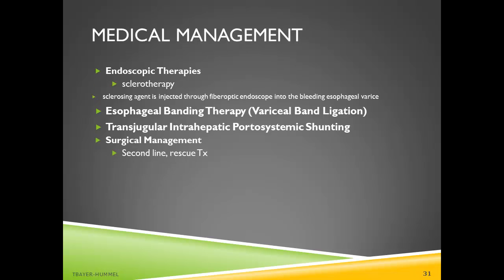Further medical management includes endoscopic therapies with sclerosing agents, which are injected through a fiber optic endoscope into the bleeding esophageal varices, so they basically sclerose the vessels to prevent further bleeding. Esophageal banding therapy and transjugular intrahepatic portosystemic shunting, or a TIPS procedure, is also a possible option.